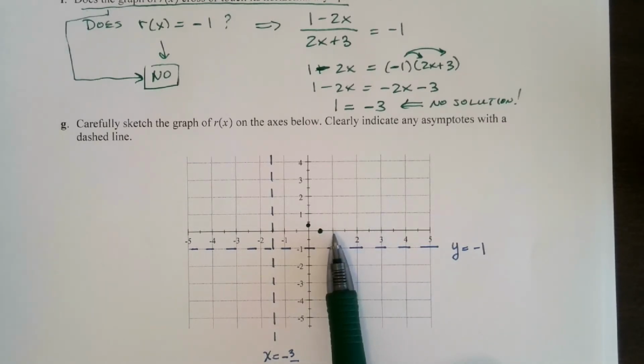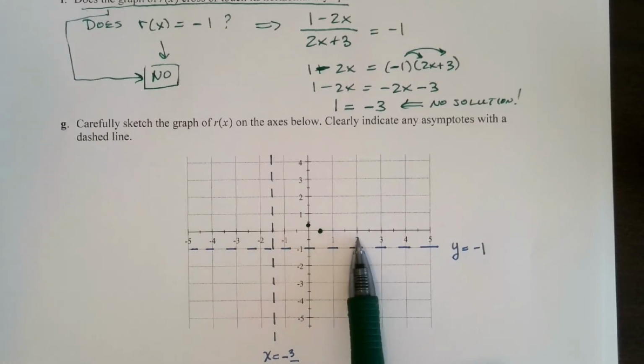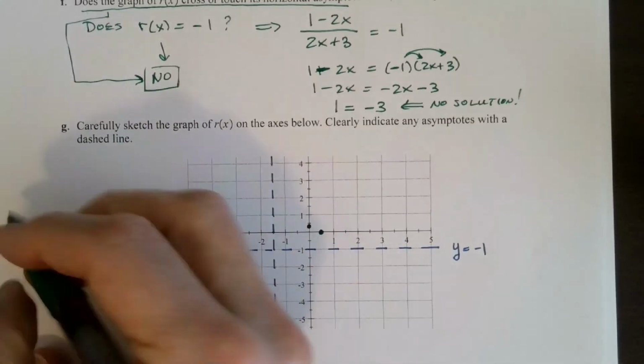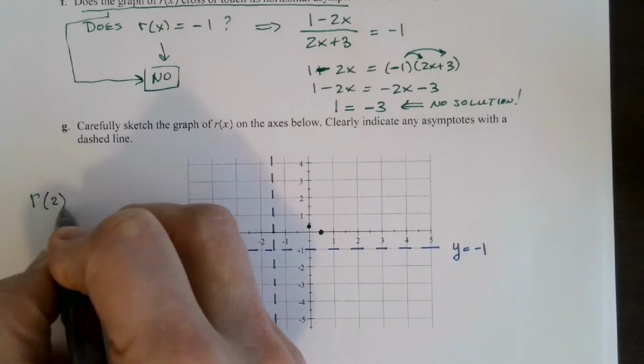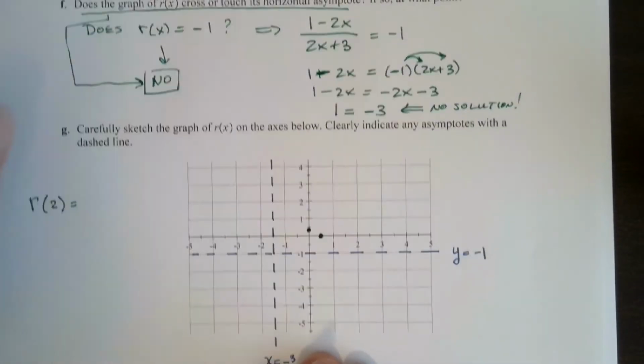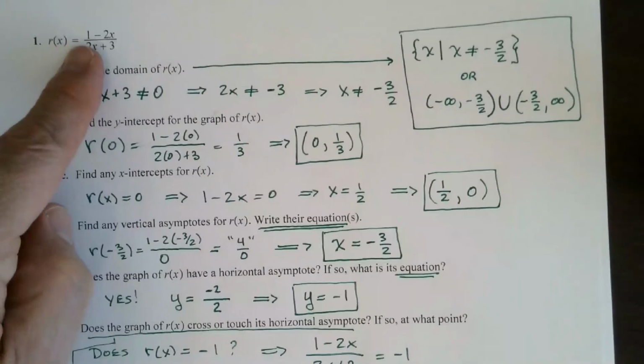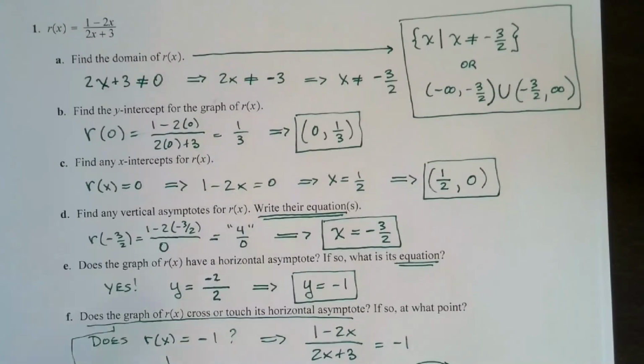So for instance, I can plug in maybe 2. What's the value of the function at 2? I plug in r of 2. Going back to the original function at the top of the page, I'm going to plug 2 in for x here and just see what I get as an output.